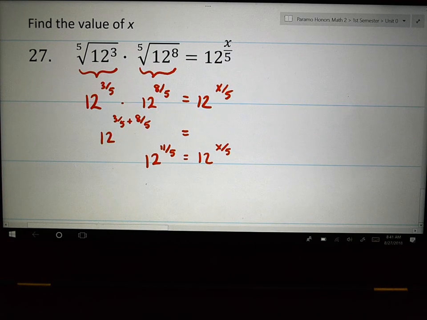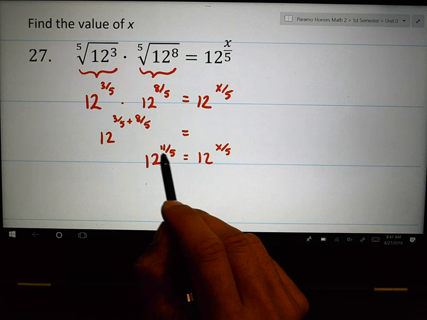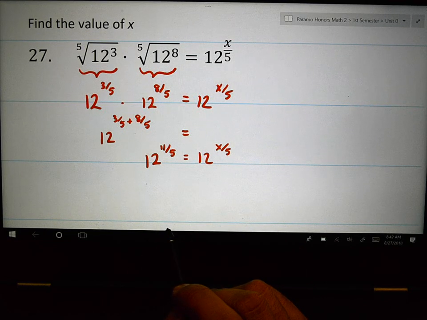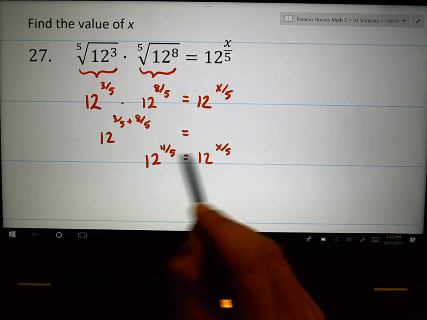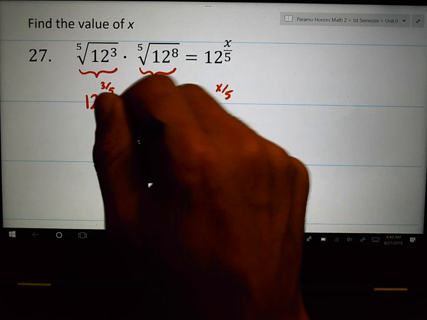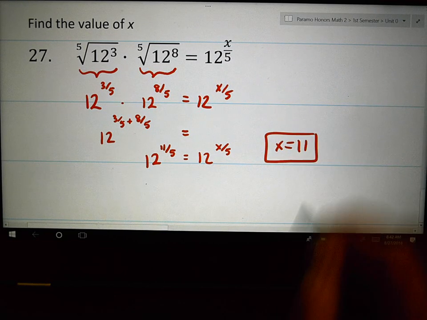And right now, I can already tell what x is going to be equal to. 12, 12, 5, 5, 11 is in the same spot as the x. If this base is 12 and that base is 12, that means the exponents have to be the same. And so x is going to have to be the same as the 11. So I'm going to stop right there, since that's the shortest road, and say, oh, x is 11.